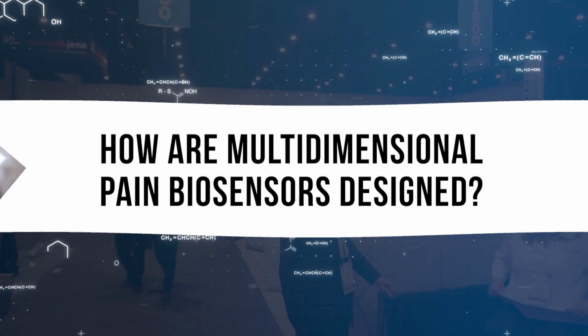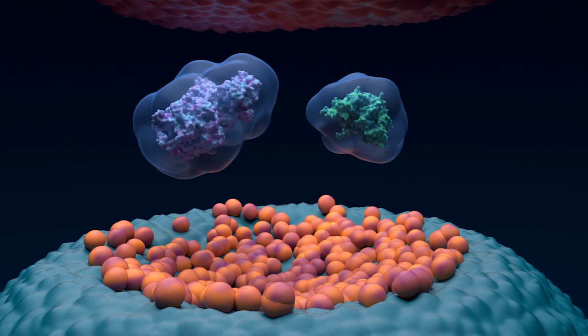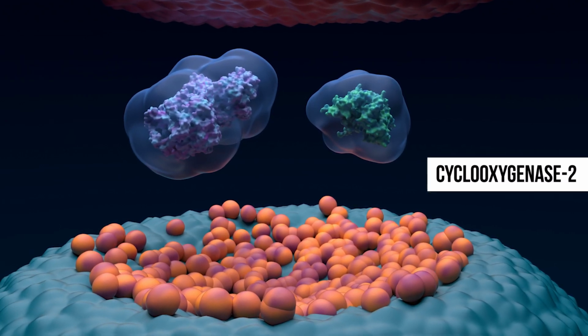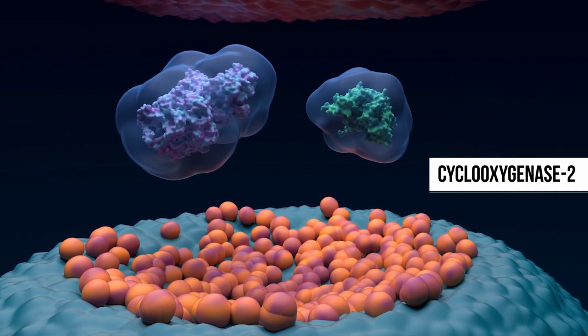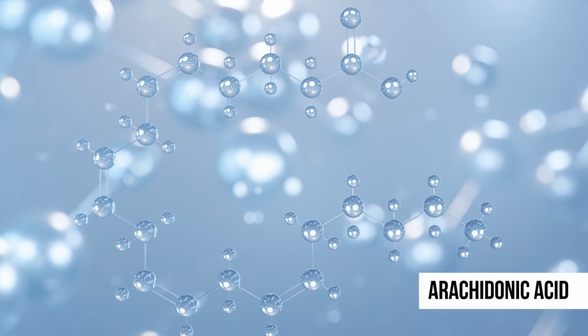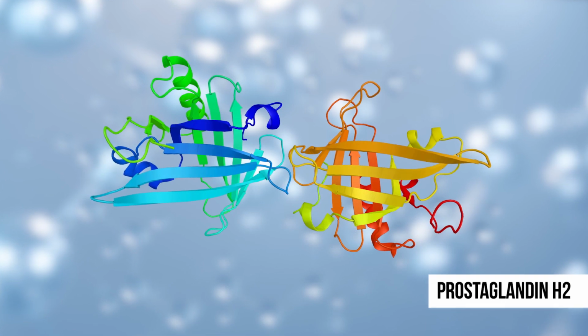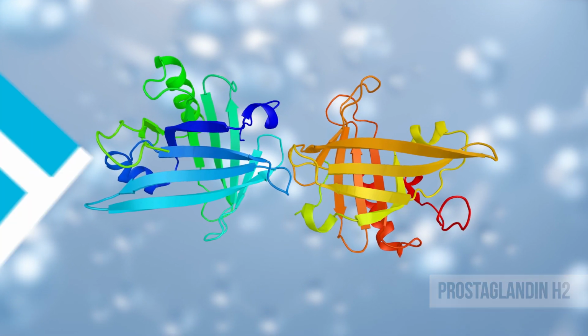It's based on looking at cyclooxygenase 2. Cyclooxygenase 2 is an enzyme that catalyzes the conversion of arachidonic acid into prostaglandins. Anytime you have prostaglandins, there's going to be pain. These are inflammatory markers. And so we now design a sensor that will measure COX-2, cyclooxygenase 2.